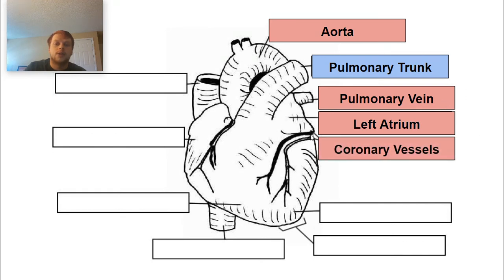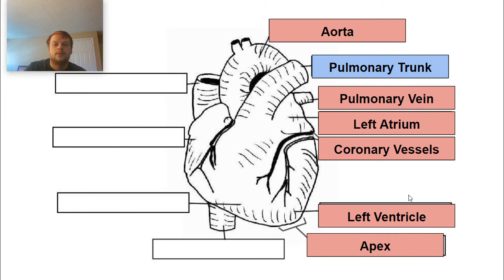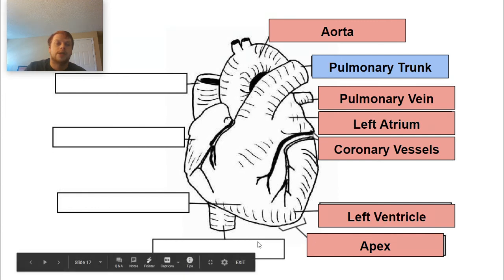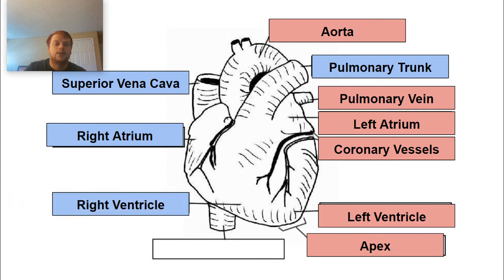Then we've got our coronary vessels. Remember, you can tell that these are vessels because of the shape. The left ventricle. And then the apex, remember, is that distal end that we discussed towards the beginning. Our next part is the superior vena cava. That's the large vein. The right atrium, the right ventricle, and then the inferior vena cava.